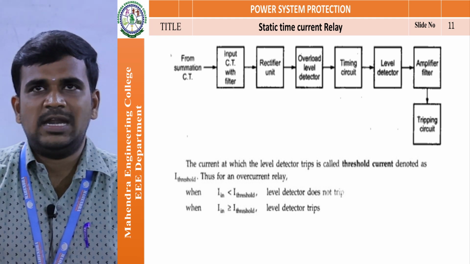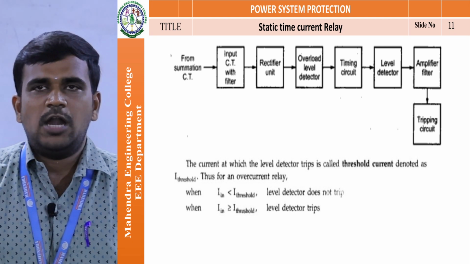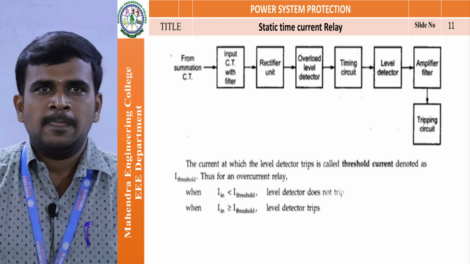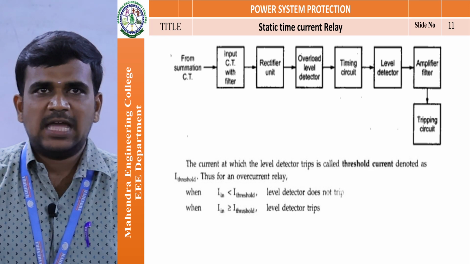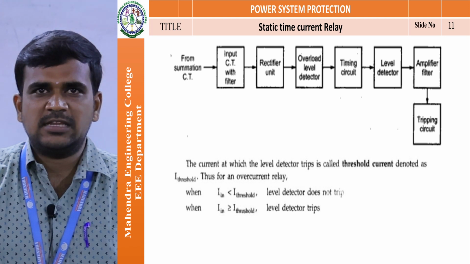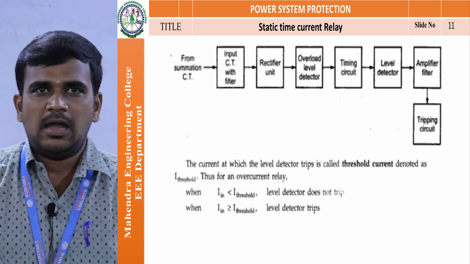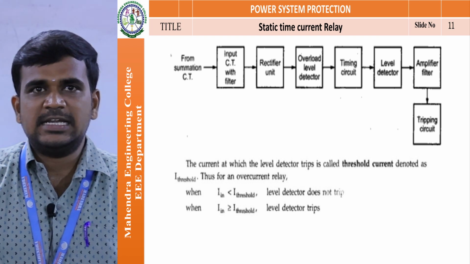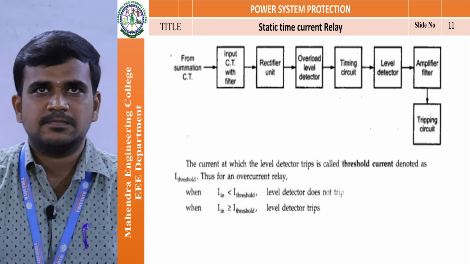Then again, one level detector is connected in between the amplifying and timing circuit. The last block is the tripping circuit. The current at which the level detector trips is called the threshold current, denoted as I suffix threshold. When the input current is lesser than I threshold, the level detector does not trip. When the input current is greater than I threshold, the level detector trips the circuit.